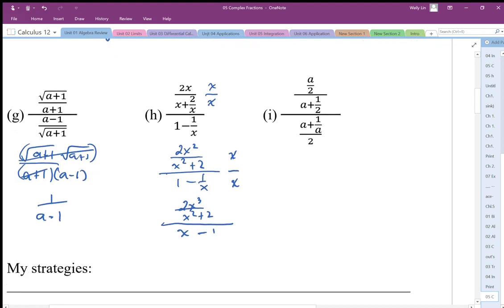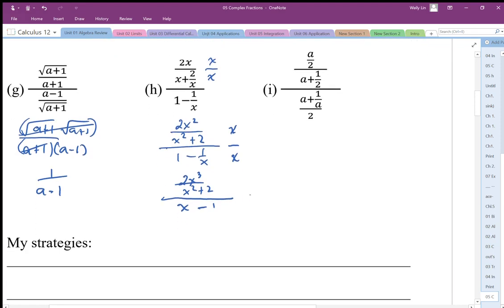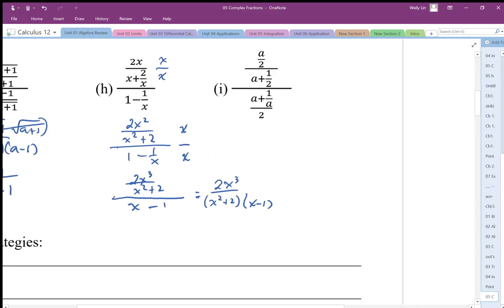Now I'm at a point where I can just kind of do my times and divide, so I'm going to do this 2x cubed. That's going to be divide by x squared plus 2 and divide by x minus 1 as well. Okay, so again, I've gone back to my times and divide strategy.